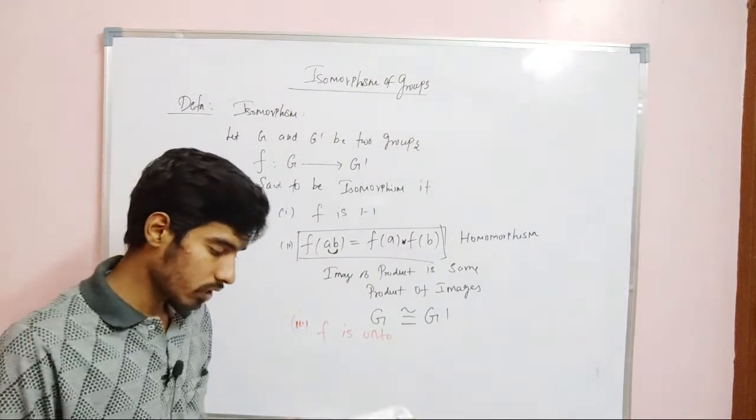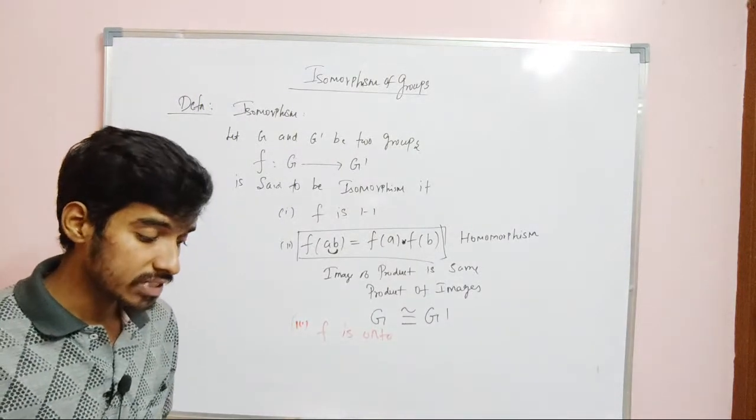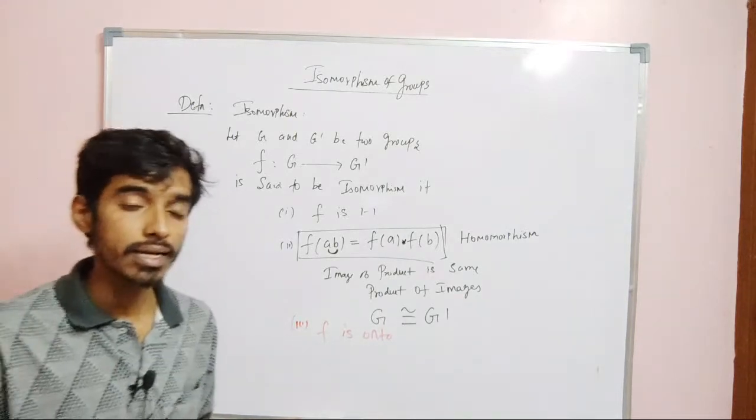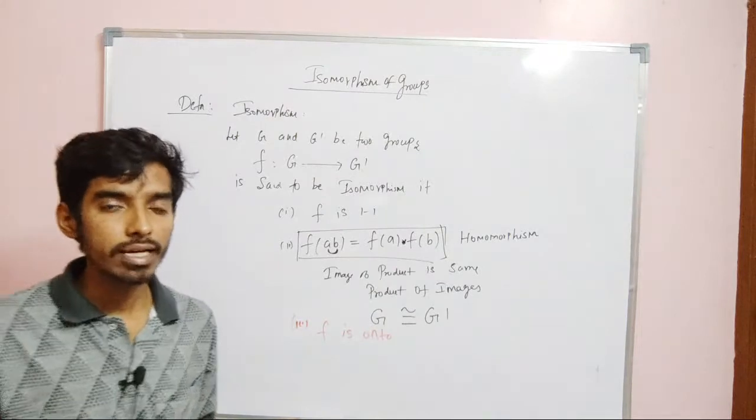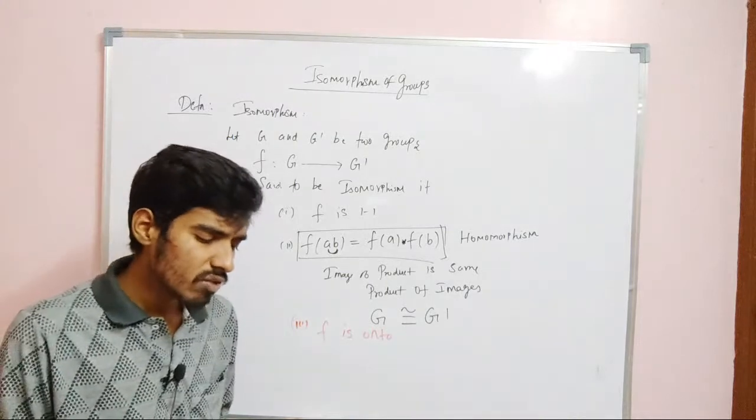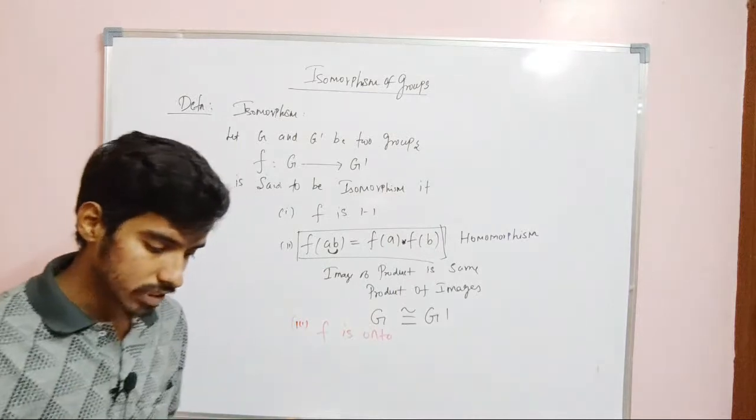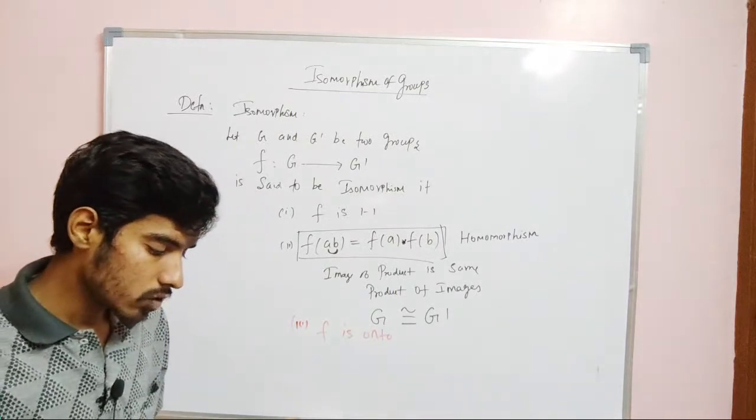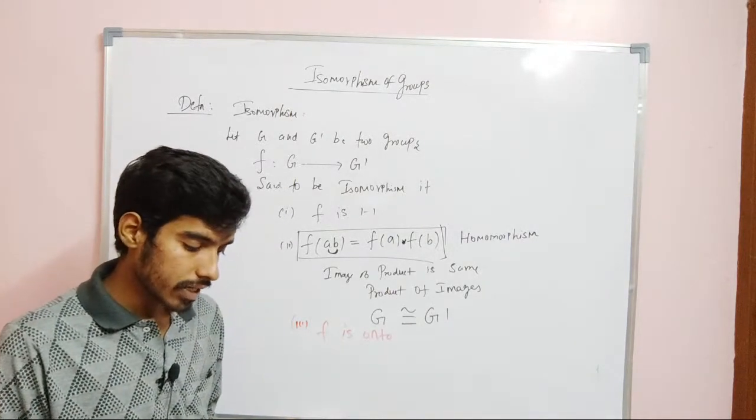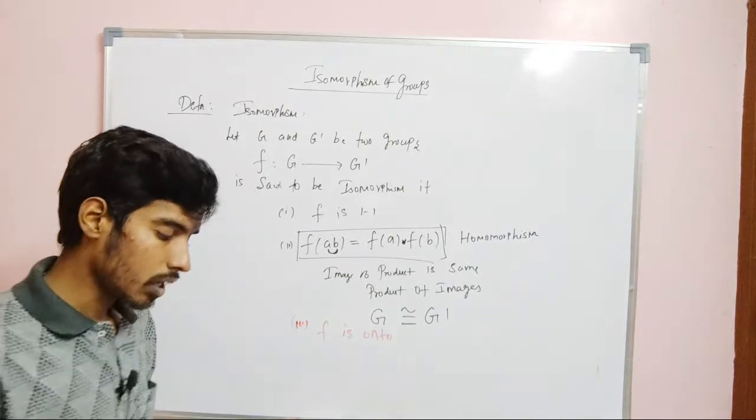Note 4, if the group G is isomorphic to group G dash, then we say that groups G and G dash are abstractly identical. Even though the structure may be different, algebraically they are the same. Algebraically they are the same means they have the same properties. So we will call that abstractly identical. From the point of view of abstract algebra, we shall regard them as one group and not as two different groups. Very important.